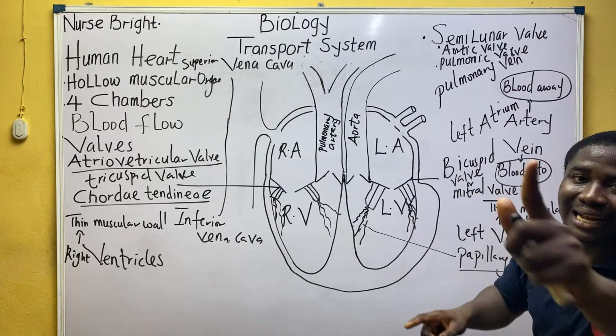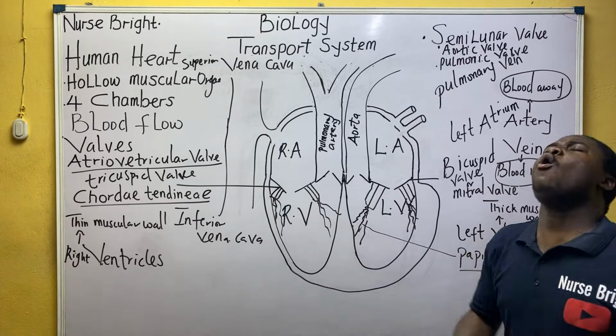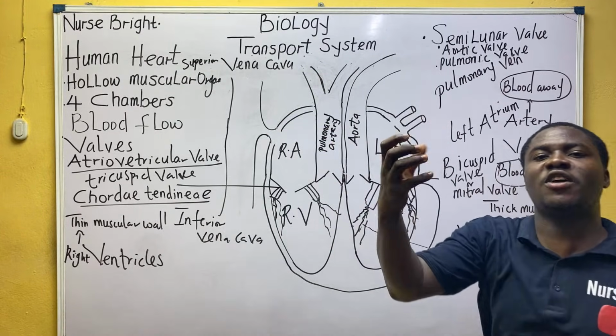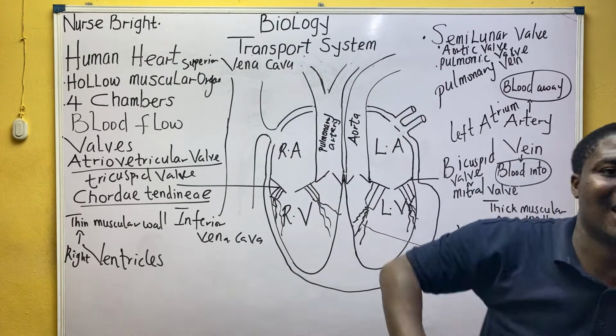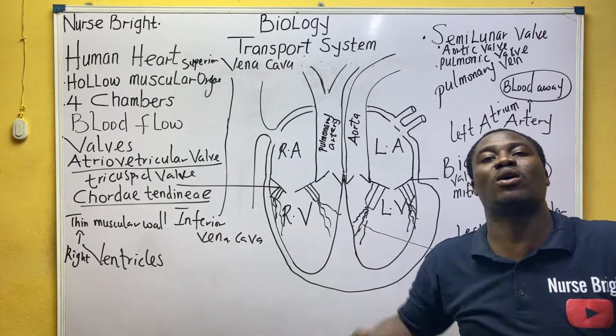So who will now, class, answer this question? Remember I said, listen. Which blood vessel brings blood back to the heart and which takes blood away? The blood vessel that takes blood into the heart, we call veins. While the blood vessel that takes blood away from the heart is called an artery.